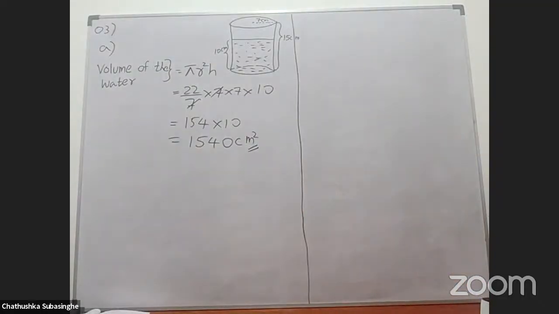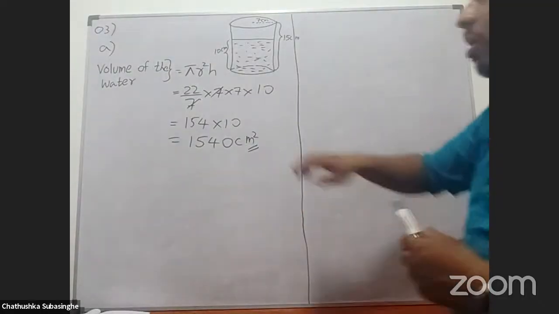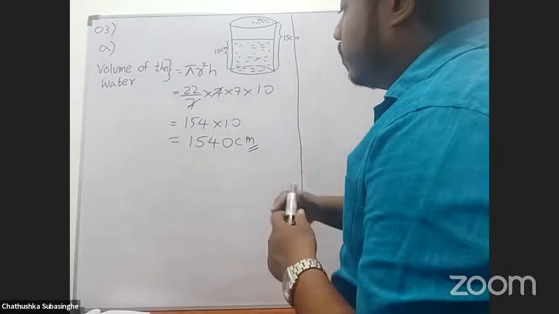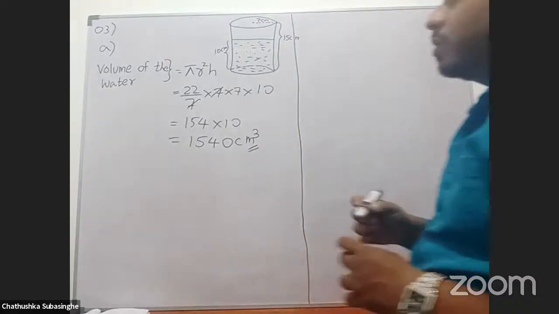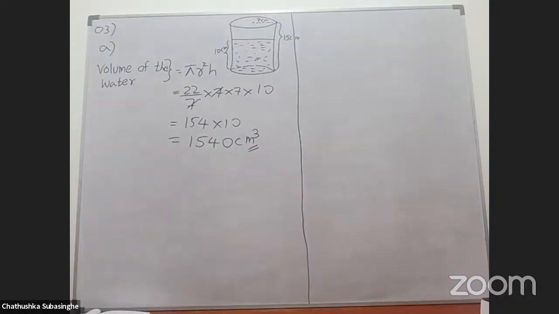It's 1540 centimeters, not squared. It's a volume, so cubed. Right? Be careful with the units. If your units are wrong, you are going to lose 1 mark.